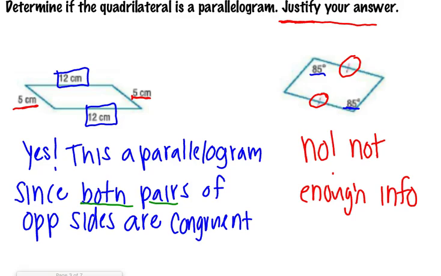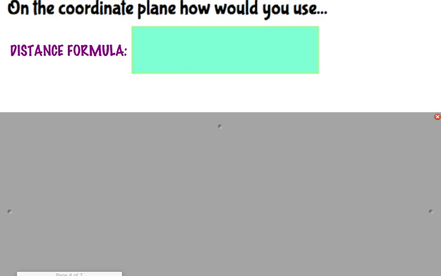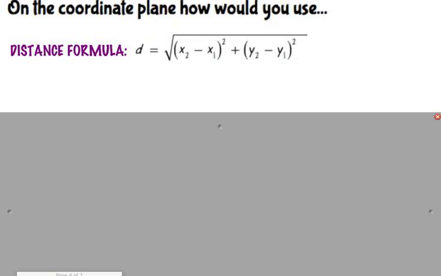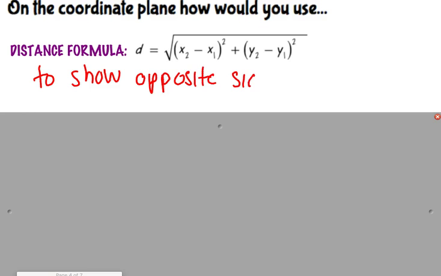So if I want to use the distance formula to show lengths are congruent, that would show my opposite sides are congruent. So to show opposite sides are congruent. Bingo. So that's what you use the distance formula for.